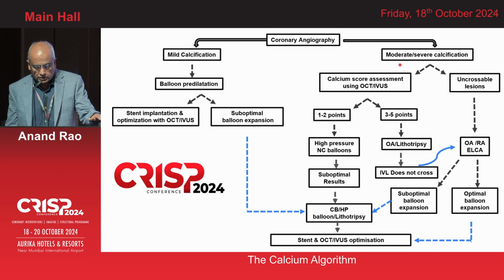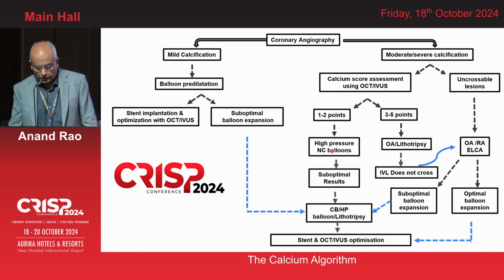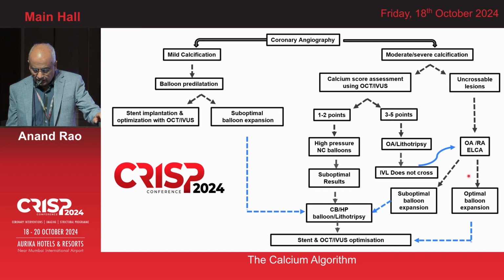But if you look at this center panel, you can see that if the calcium score is mild to moderate, then high pressure balloon, and if there's a suboptimal result, you can use lithotripsy and then optimize it with imaging. So if the calcium score is very high, then you can start with orbital or lithotripsy. If the IVL doesn't cross, then again laser is available. Then again the same thing, if there's suboptimal stent balloon expansion, then lithotripsy and stent. And if there's an optimal balloon expansion, then go ahead and stent it and optimize with imaging.